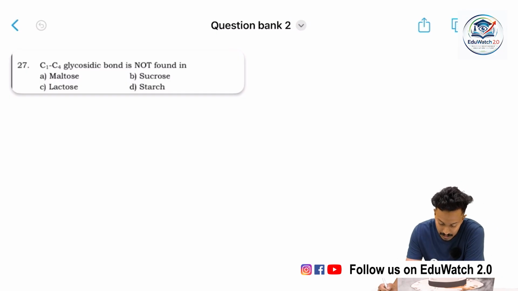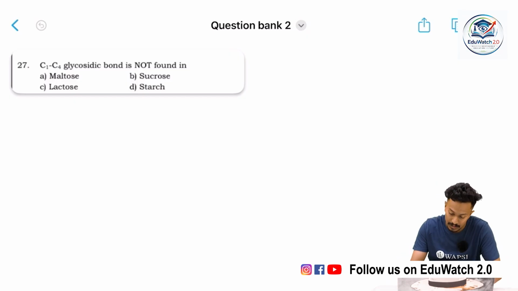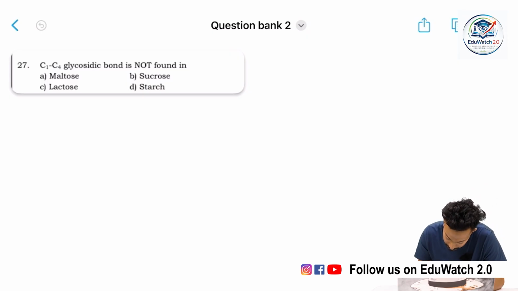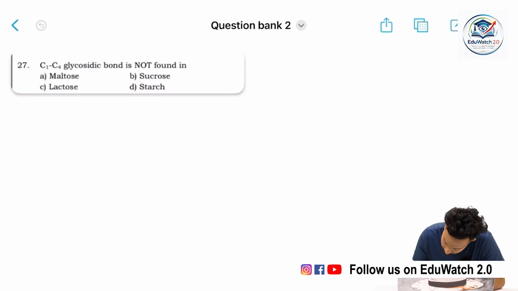Here, the first question is: the C1-C4 glycosidic bond is not found in which of the following? Maltose, sucrose, lactose, and starch. In this question, we do know that sucrose is a disaccharide, right? So, the disaccharide which is found here is sucrose. So, upon that, we might write the structure of sucrose. It is a 1,2 glycosidic linkage of a pentose sugar and a hexose sugar. Okay. So, here we will go by this one.